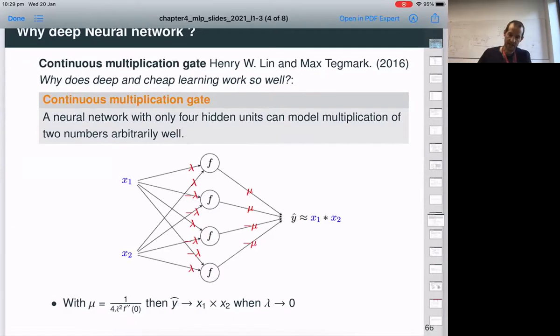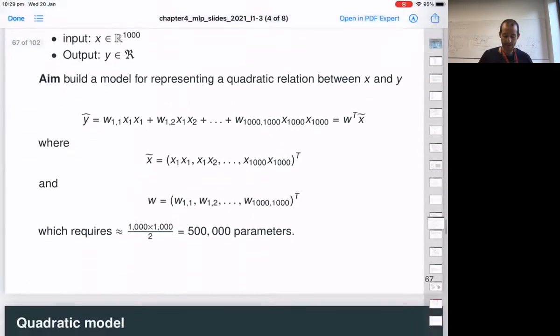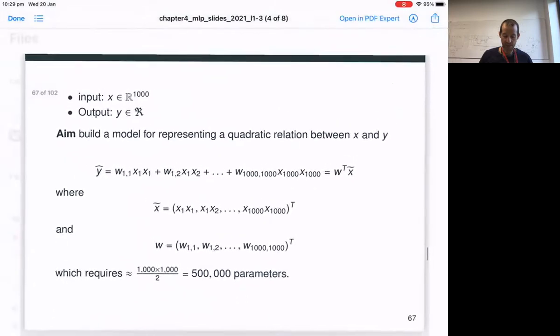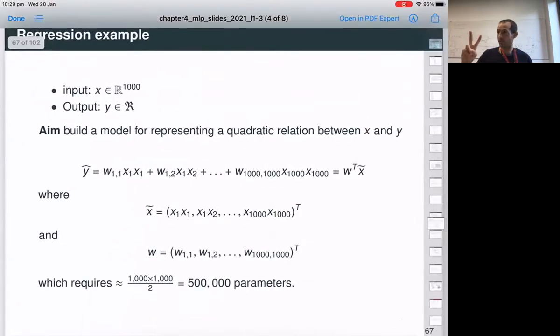You put this inside, and now we're back. So now consider that instead of two inputs, I have an input of dimension 1,000, meaning I have 1,000 features. Yes, this is for any non-polynomial F, the true activation function, yes. Okay. So keep in mind, 1,000 features, output Y.